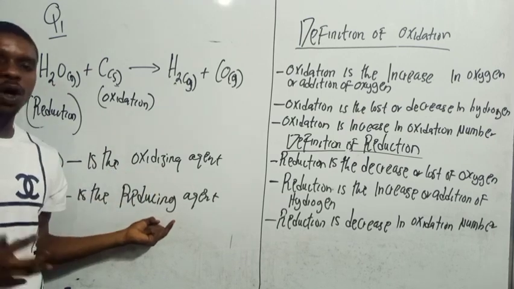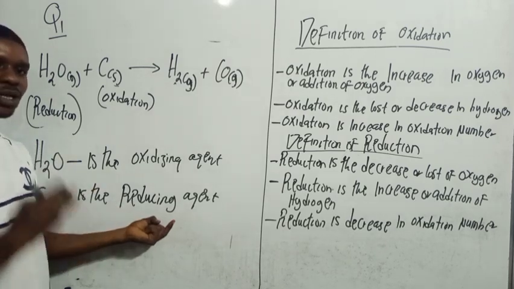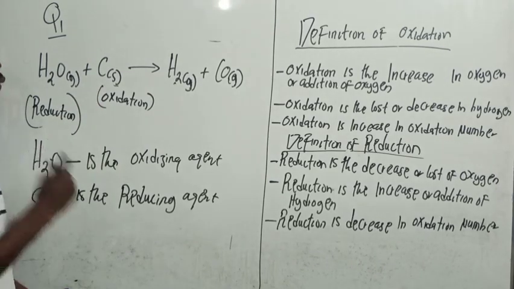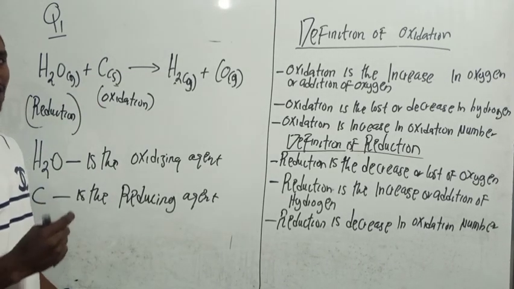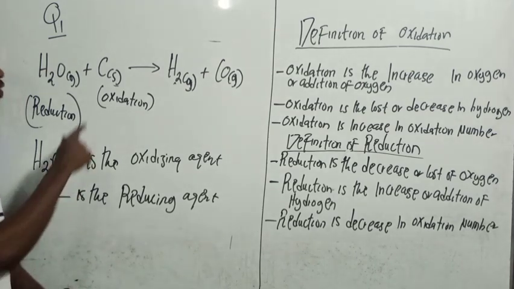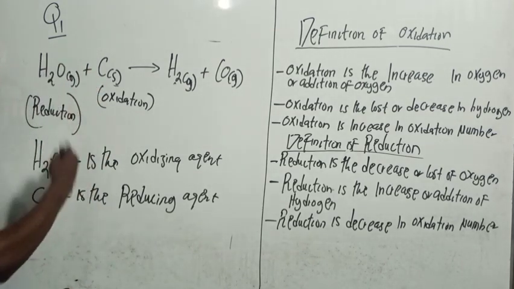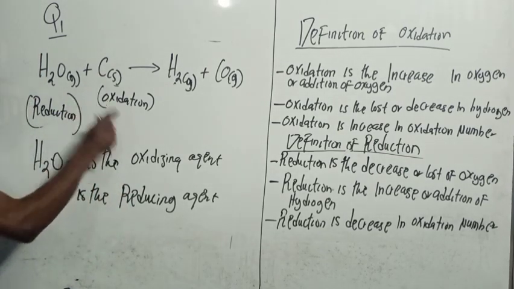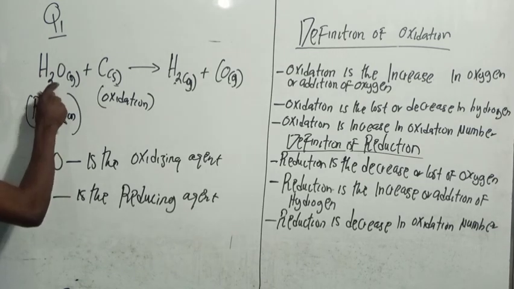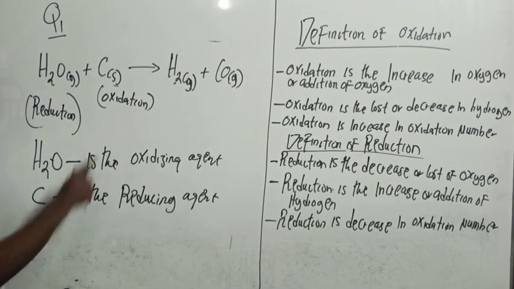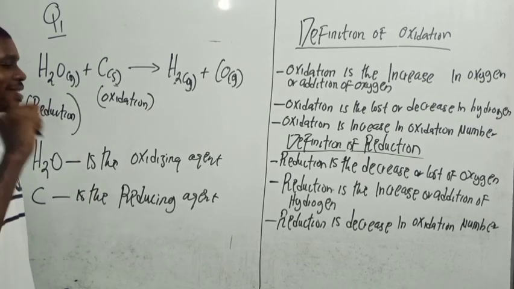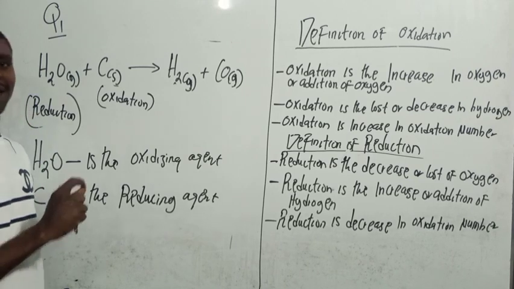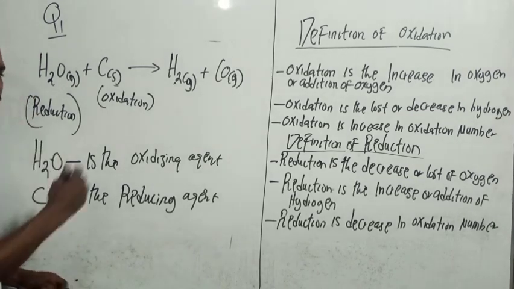I hope you understand. Depending on the kind of question you'll be given in the exam, you're going to check the options you get. So if they ask which of these species undergoes oxidation, you see A, B, C and D. You get, of course, C undergoes oxidation, and water undergoes reduction. So C is the reducing agent, while H2O is the oxidizing agent. Hope you understand now. Let's move to the second question.